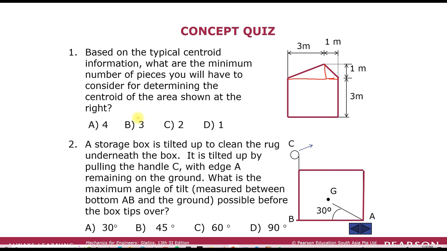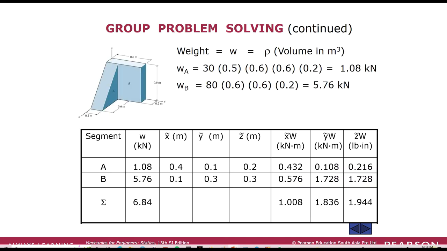0.4. For y here, the height is 0.6, so it's just 1/3 of the height. It's a straight line, so half of 0.6 is 0.3. And for z, sorry, my mistake, the y axis is here. For a rectangle, the value is 0.2.